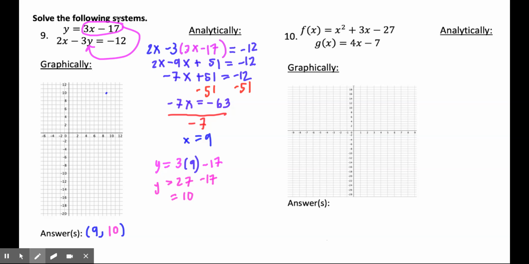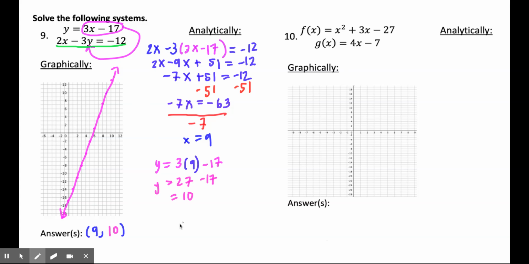Okay, and then you can graph each of these. So y equals 3x minus 17, right? That has a y-intercept of negative 17, and then a slope of 3. So you go up 3 over 1, and just do a bunch of dots. Okay, so there we go. So there's that line.